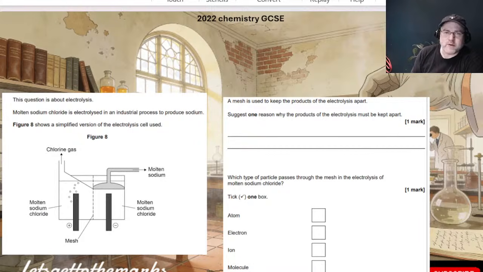Right, what I want to do, guys, is do one last thing on electrolysis, then I'm done with that. I just want to give you a quick question on aluminium.